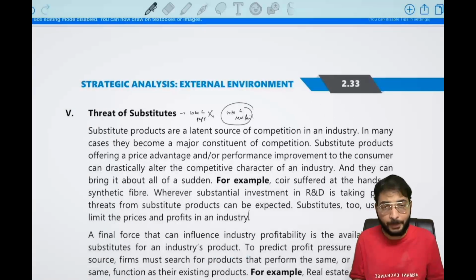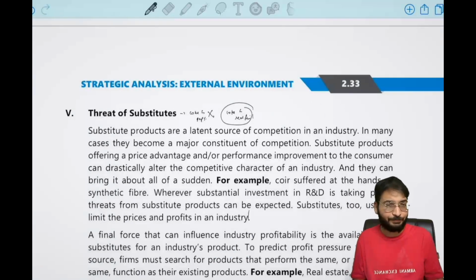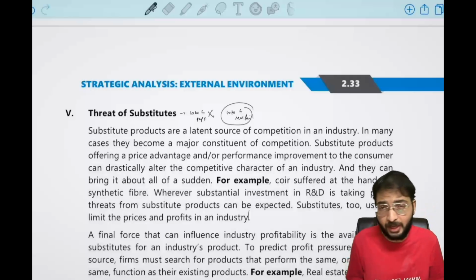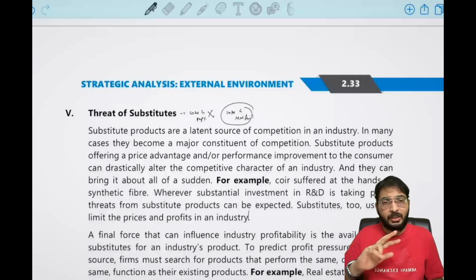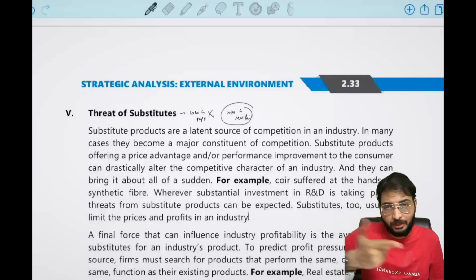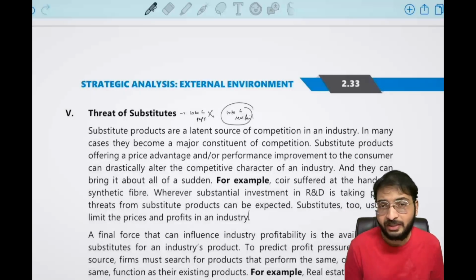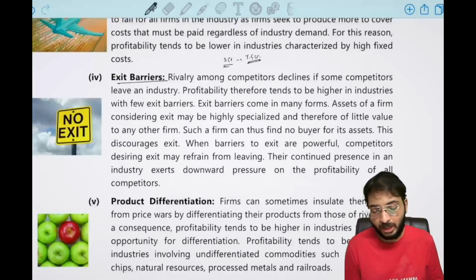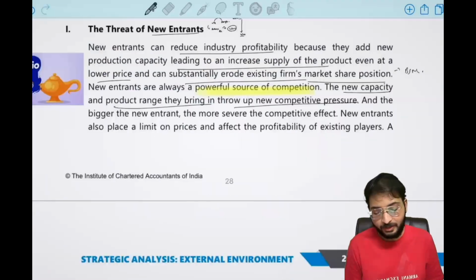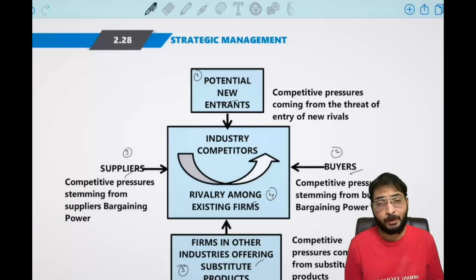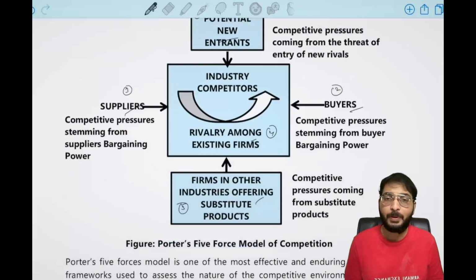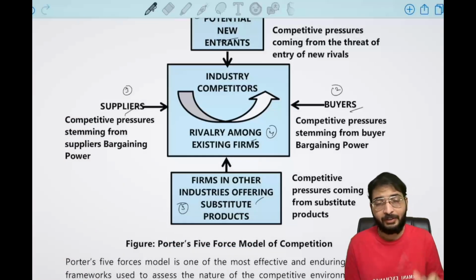When in the competition, your competitor is providing substitute products, what will your customer do? Your customer will be shifting from one to another. So that is called what? Threat from substitutes. So what are the five sources of competition? It is threat from new entrants, bargaining power of buyers, bargaining power of suppliers, rivalry among the existing players, and threat from substitutes.